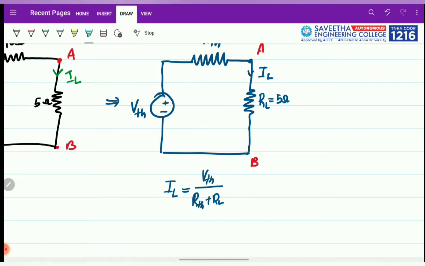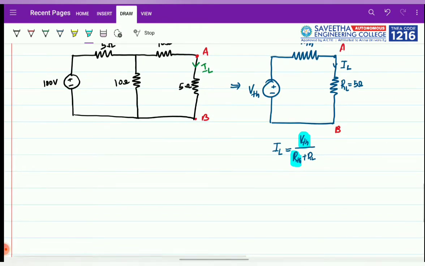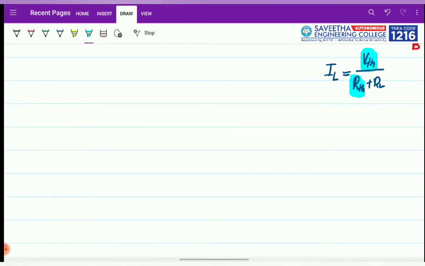So from here it is very obvious that we need to know the value of VTH and RTH, and in that case RL is known to us, right? So let us now find it step by step. We will see the step by step procedure to find the VTH and RTH. So first let me find the RTH value, to find Thevenin's equivalent resistance.